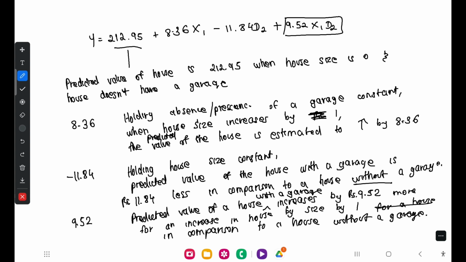So one is quantitative, one is qualitative. For the quantitative, you say when this increases by 1 unit, what will happen to y? And for the dummy variable, you say when this garage is present in comparison to the reference category, this is the change, so both together it will give you 9.52. So basically when the house size increases by 1 and when you have a garage, the value of the house increases by 9.52 in comparison to one without a garage. As simple as that. So make sure you practice this very well and you are very thorough in this area.